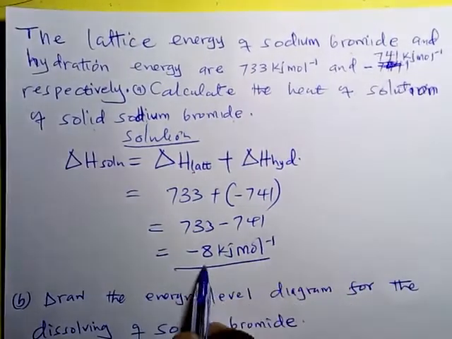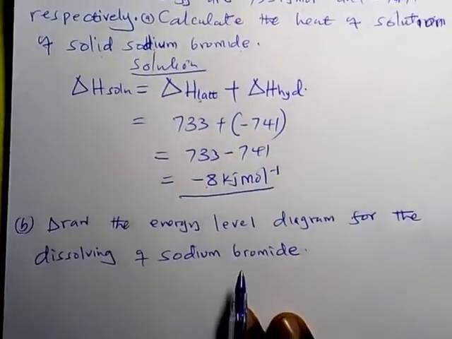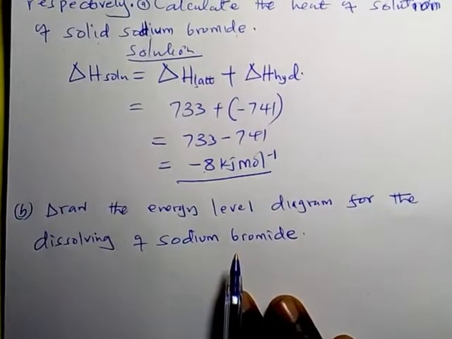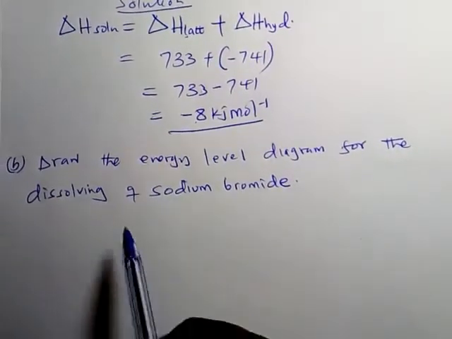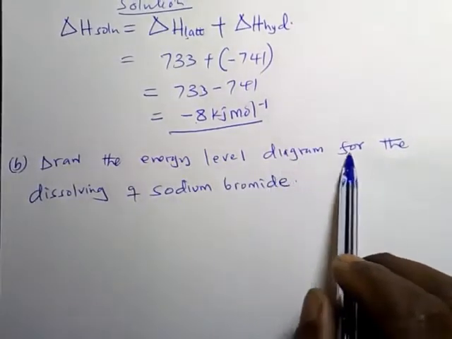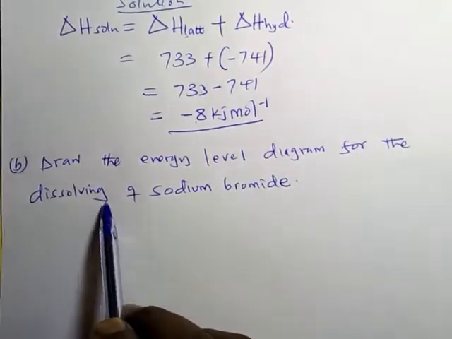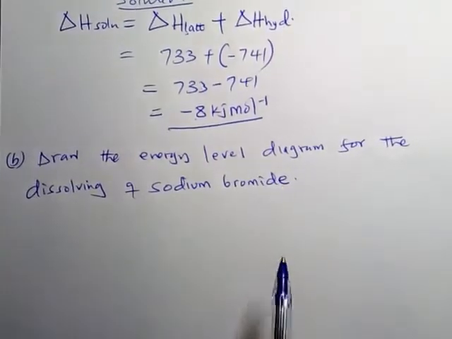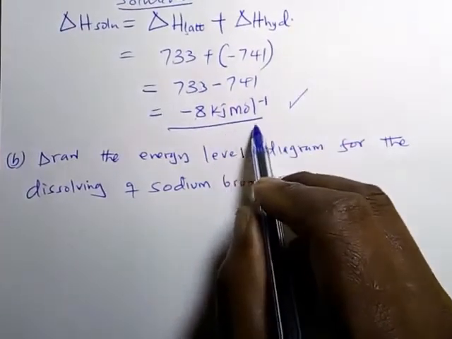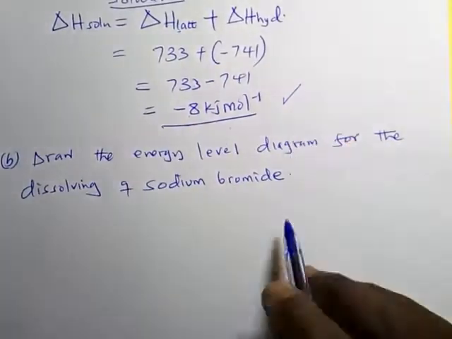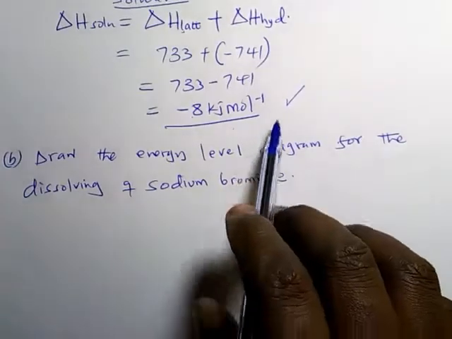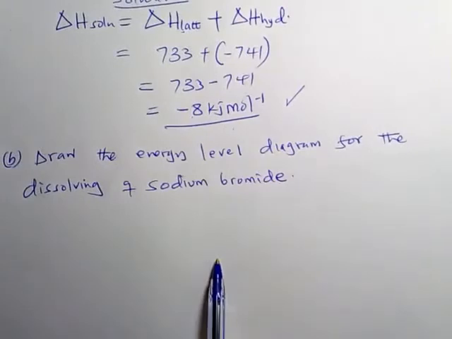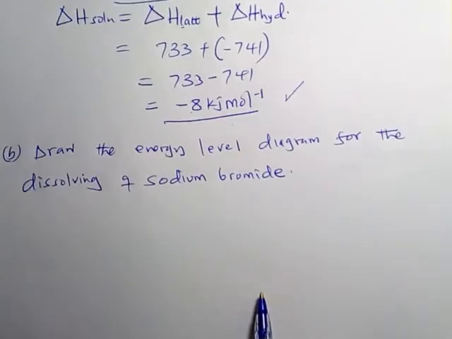Now the overall reaction is exothermic, and we know what an exothermic energy level looks like. The next question, B, is to draw the energy level diagram for the dissolving of sodium bromide. This is very important. We now know that the overall energy change for dissolving sodium bromide in water is negative 8, so the reaction is exothermic. Let us see how you are going to draw the energy level diagram.